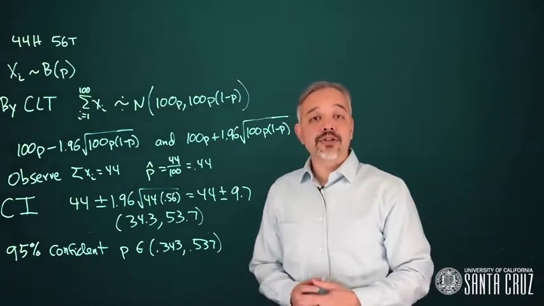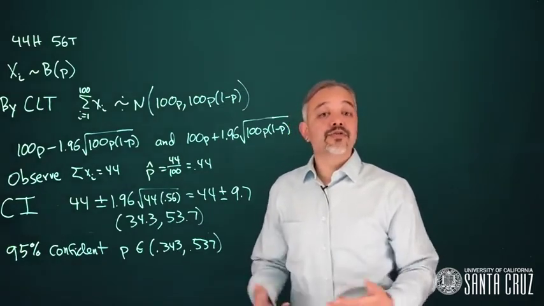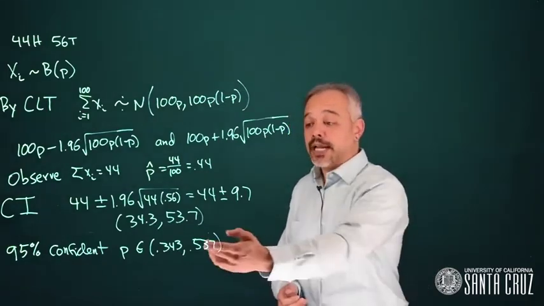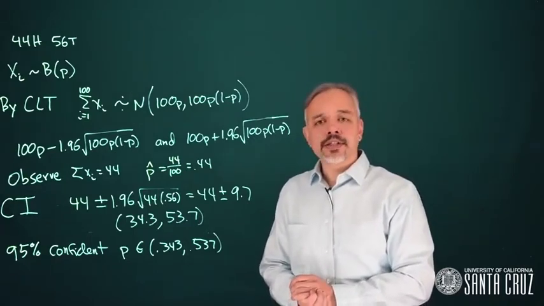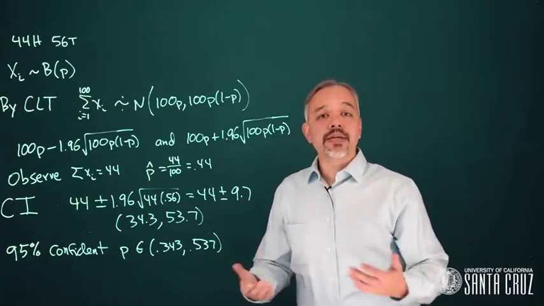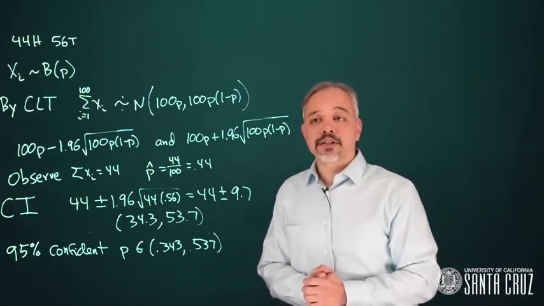So if we want to ask the question, do we think this is a fair coin, then it is reasonable that this is a fair coin because 1/2 is in this interval. But we can also step back and say, what does this interval really mean? What does it mean when I say we're 95% confident?